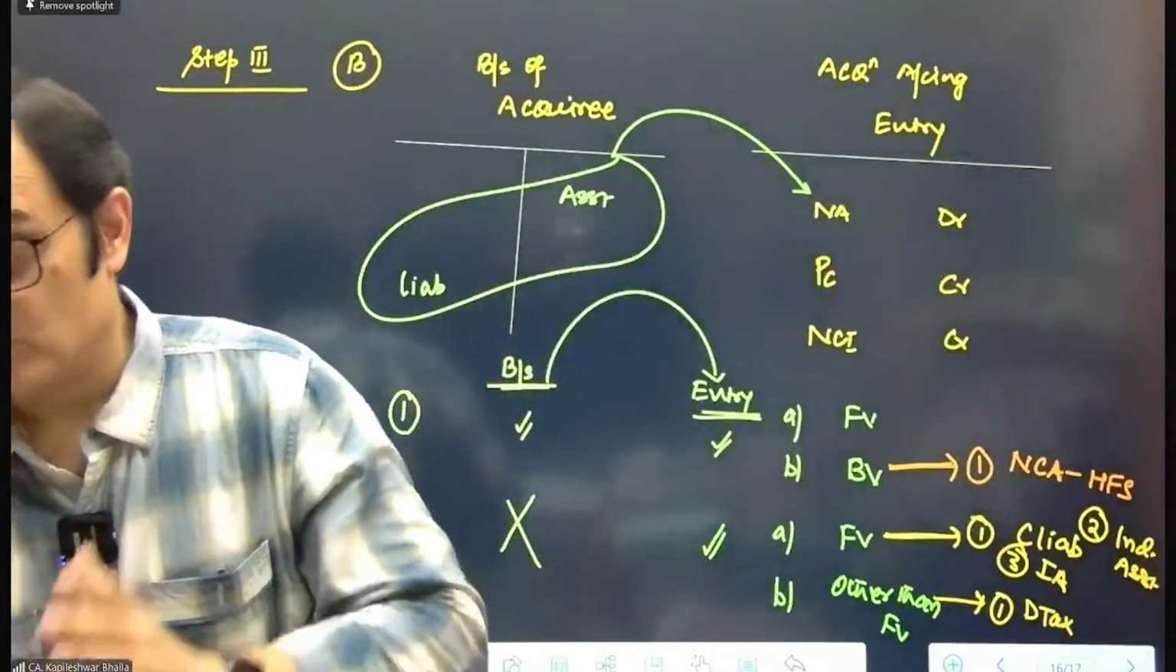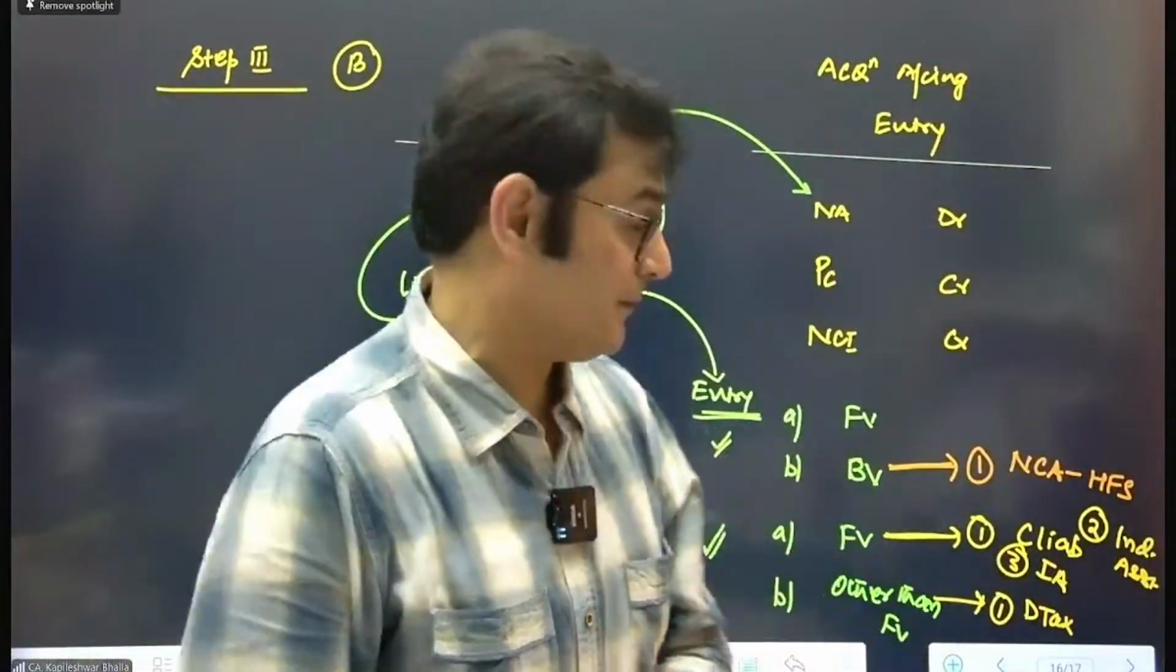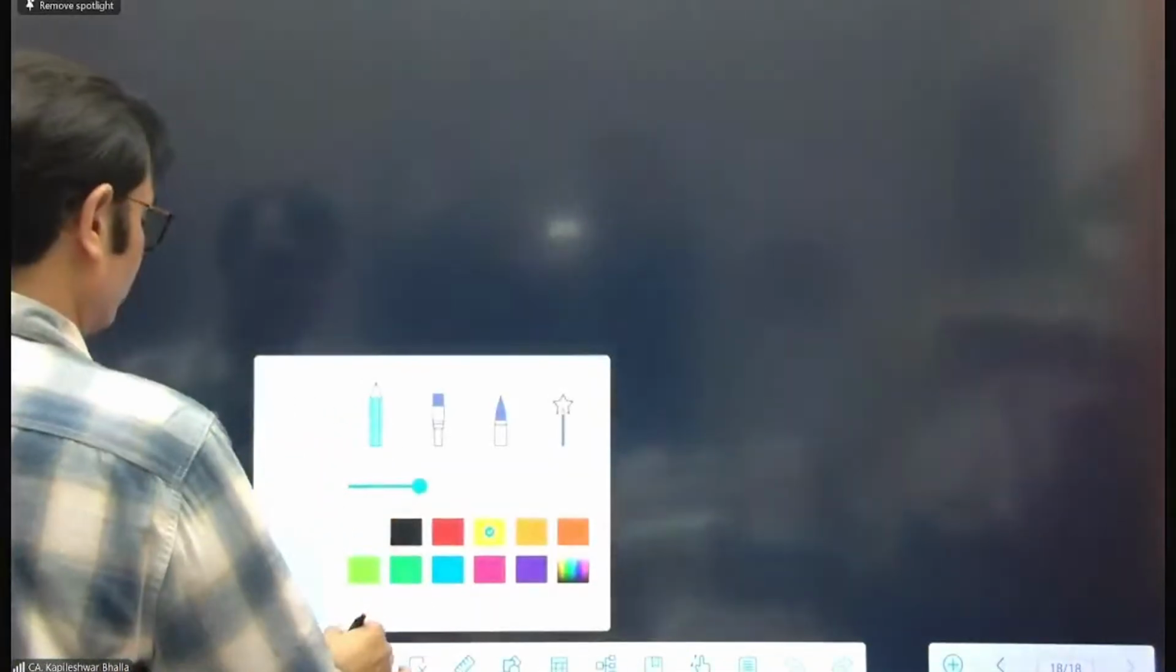Right, so far so good. We go to the next step now. That is step number 4, the most crucial step indeed. So let's get on to step number 4, which is on the calculation of the purchase consideration.